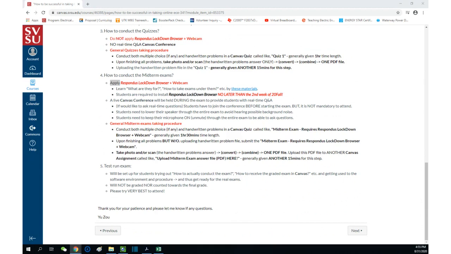Wally, you never used it? Oh, well. Again, these are the materials you want to go to, to see what it is, what it is for, and how to use it. It's not something complicated. However, you need to get used to it. You need to take the test run exam, which I can set up for everybody to get used to the environment and how to conduct the exam under the Lockdown Browser.